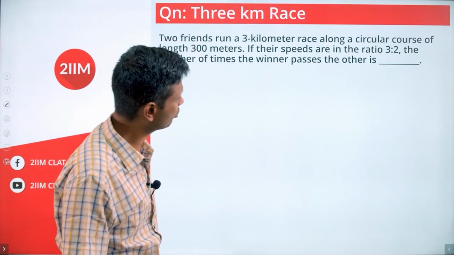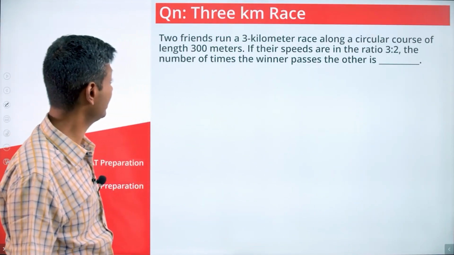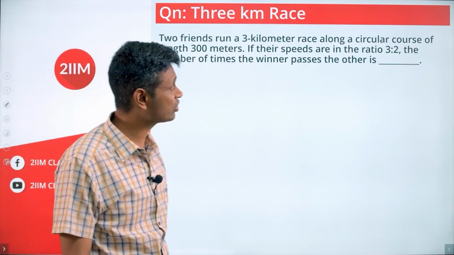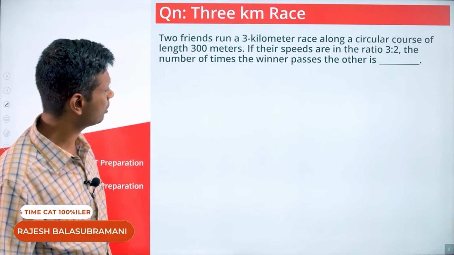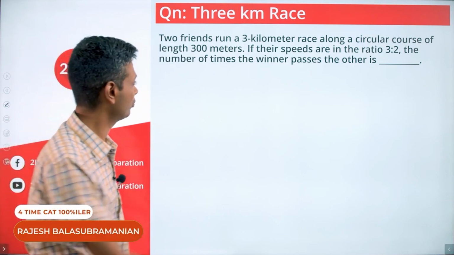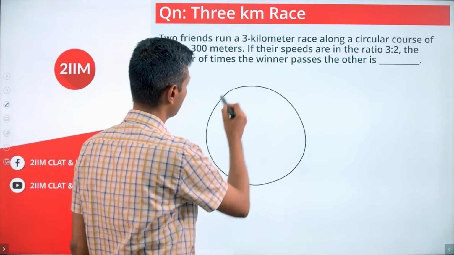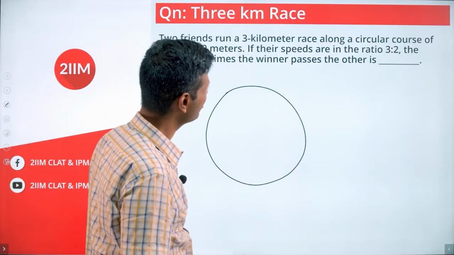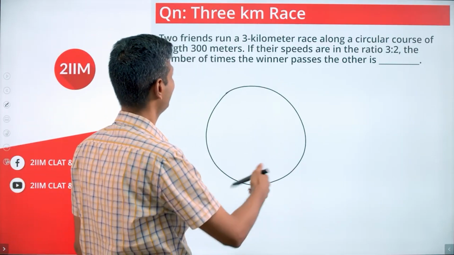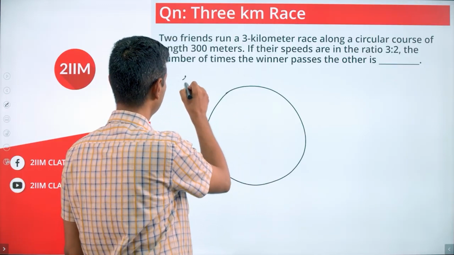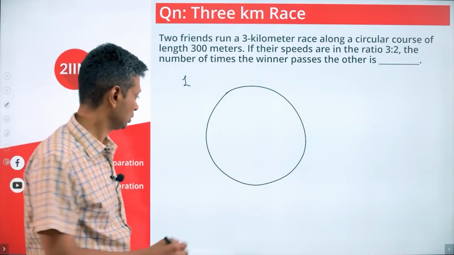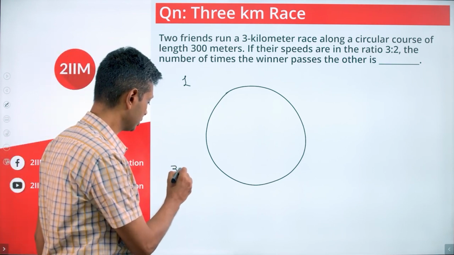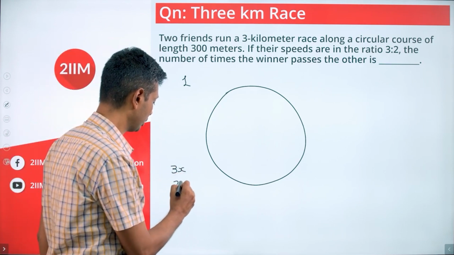You're good to go. Two friends run a 3-kilometer race along a circular course of length 300 meters. Their speeds are in the ratio 3:2. The number of times the winner passes the other. And so, lovely, 3-kilometer track. Fine. Their speeds are in the ratio 3:2. Let's say, forget even 3 kilometer. Let's say the lap length is L. Fine. Any time the first guy travels 3x, the second guy will travel 2x.